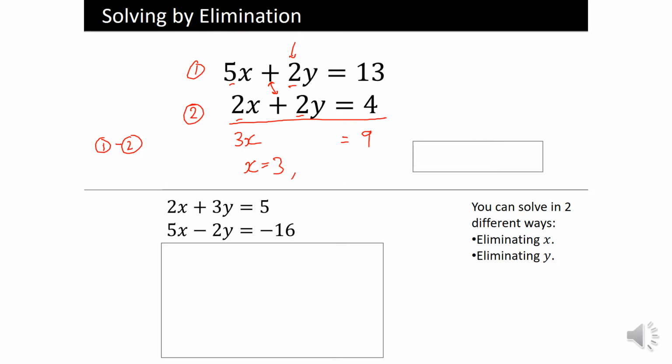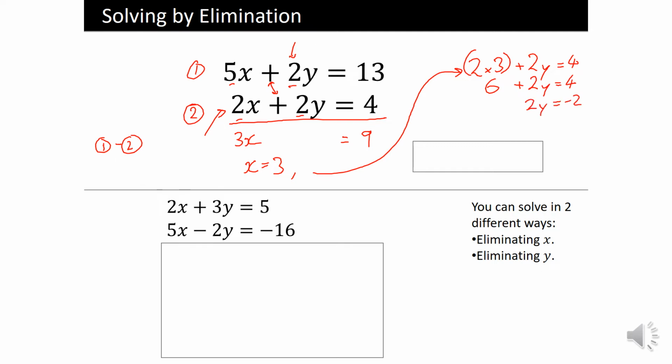So we need to substitute back in to work out y. So let's use this first one. So we substitute in to equation 2. So we've got 2 lots of x, so that's 2 times 3 plus 2y equals 4. So 2 times 3 is 6 plus 2y equals 4. So taking away 6 from both sides, 2y equals minus 2, and dividing by 2, y equals minus 1. So we end up with x equals 3, y equals minus 1.